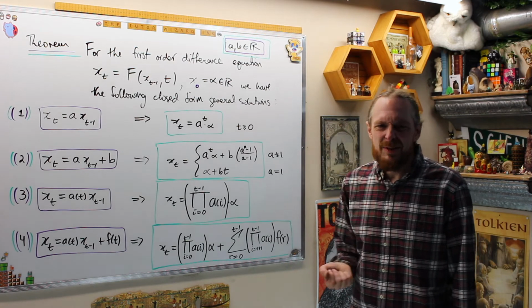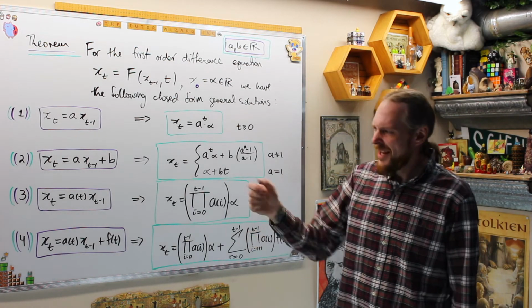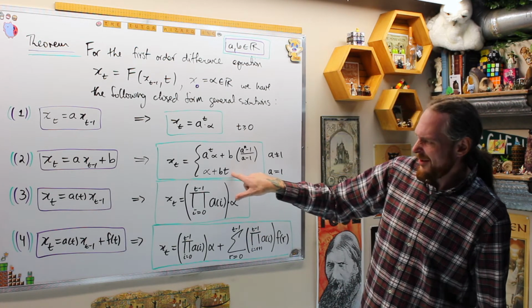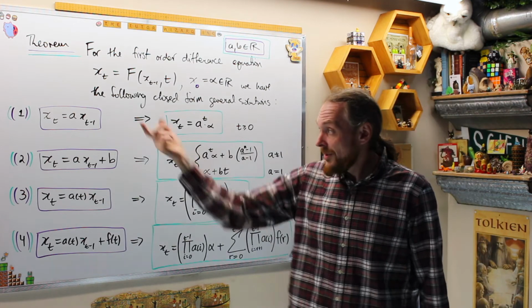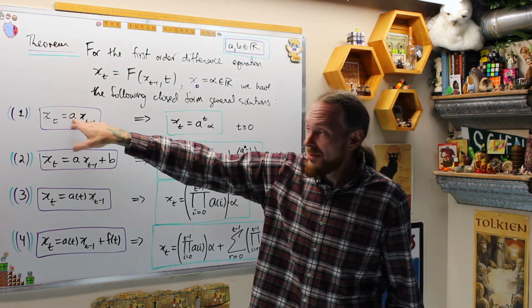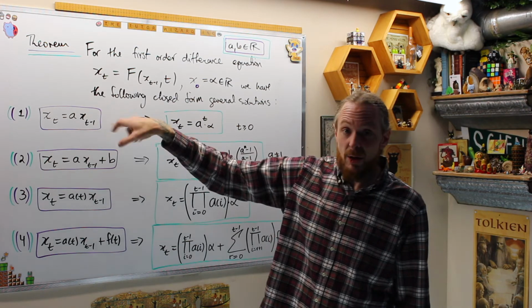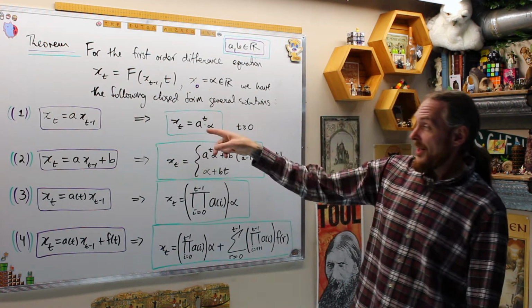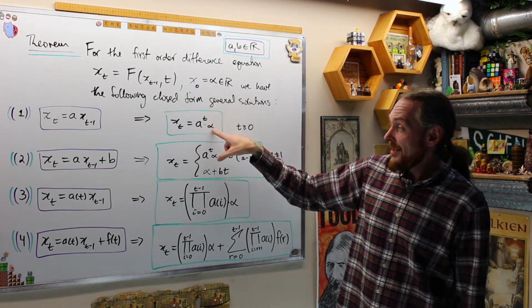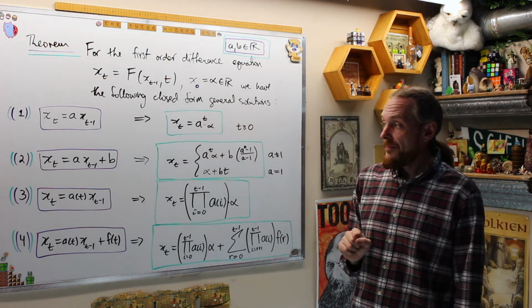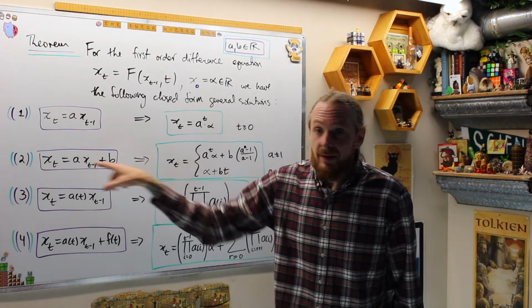In classic grade school, you do geometric sequences and their solutions, and arithmetic sequences. Arithmetic are right here, these ones. What is the geometric sequence? If you have this where it's constant coefficient, so it's just a number, and then no f term, the general solution is a to the t times your starting point. This is the one we did in our example previous.